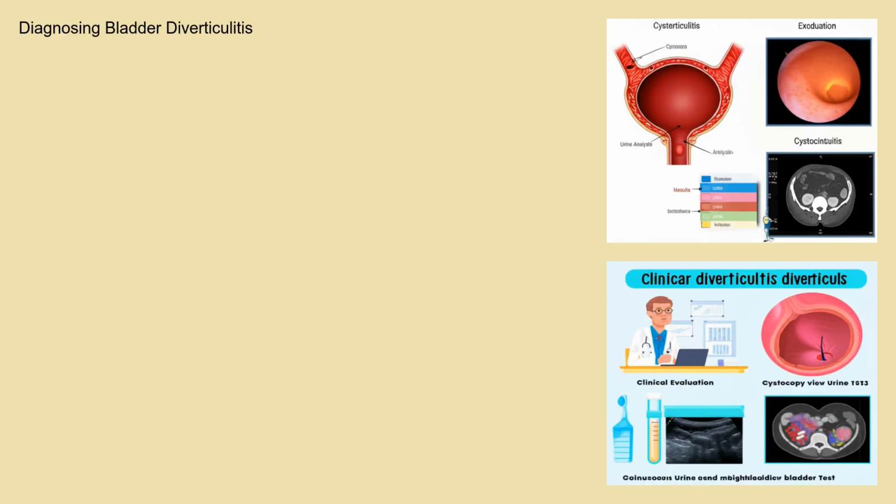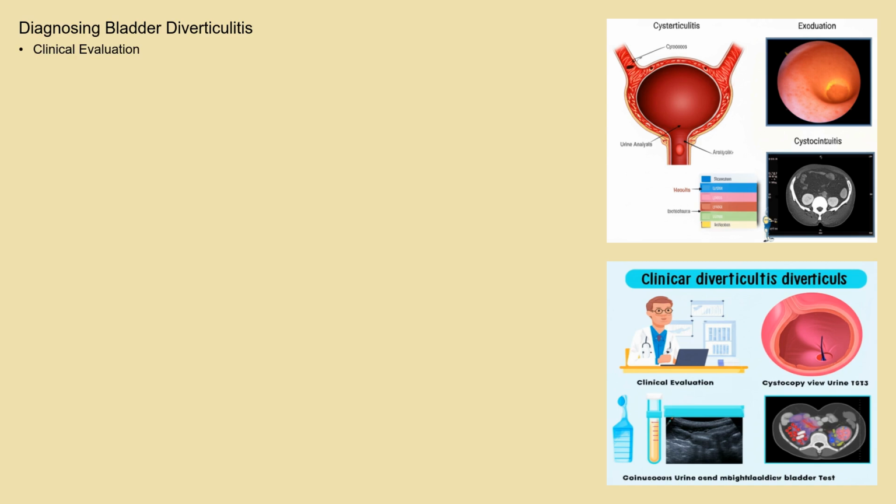Diagnosing bladder diverticulitis involves a combination of clinical evaluation and imaging studies. A thorough medical history and physical exam are the first steps, focusing on urinary symptoms and potential underlying causes like BPH. A urine analysis is crucial to identify infection, looking for bacteria and white blood cells. Imaging studies are key to visualizing the diverticula. A cystoscopy, where a thin, flexible tube with a camera is inserted into the urethra and bladder, allows direct visualization of the bladder lining and any diverticula.